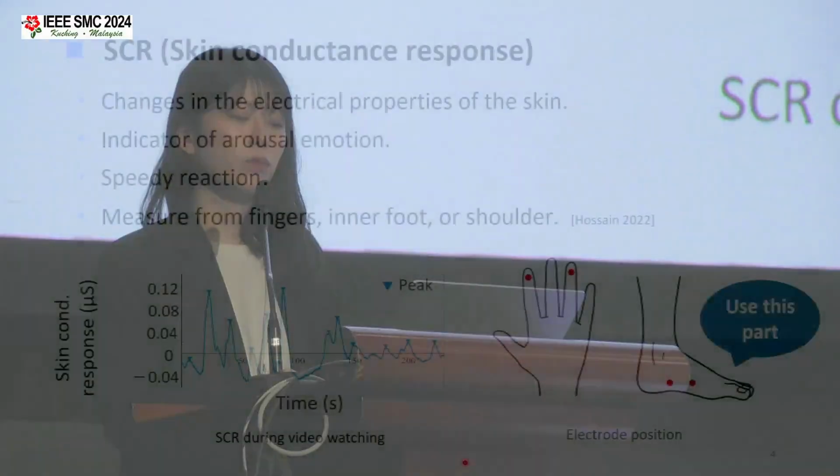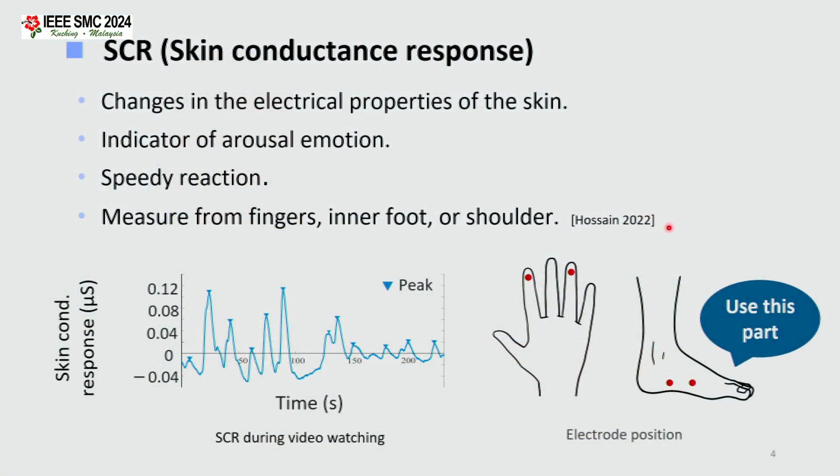SCR is a relatively fast response signal that begins to rise within 1 to 3 seconds after stimulus presentation. Therefore, it is possible to discuss the evoking of momentary emotions. Usually, SCR is measured from fingers, and the same effect can be expected from the inner foot and the shoulder. In this study, due to the convenience of the experimental system, we use SCR from participants' foot.